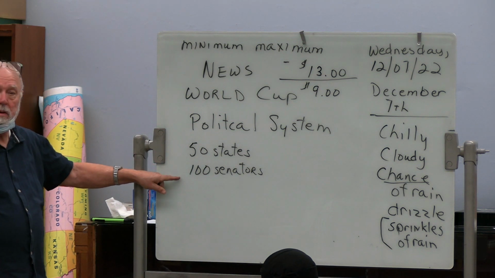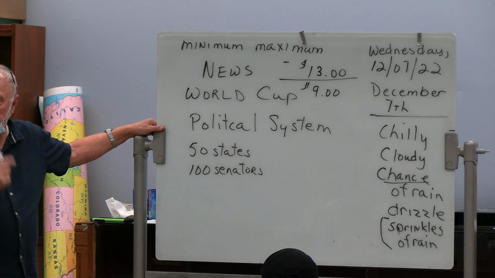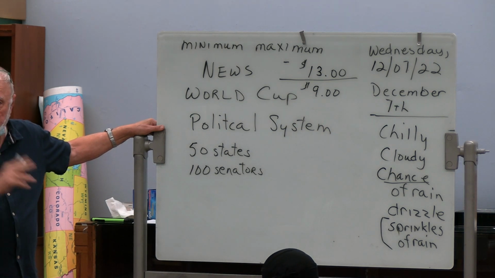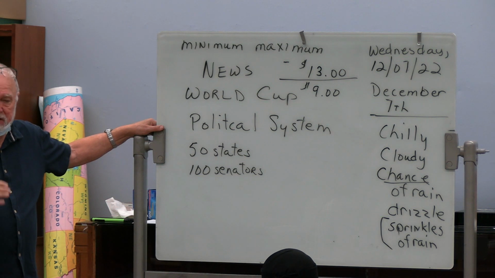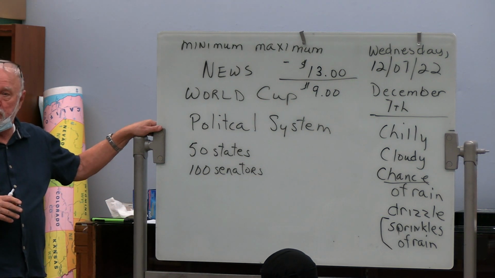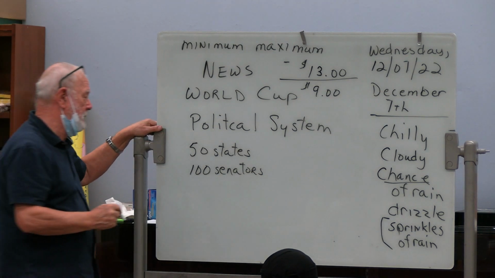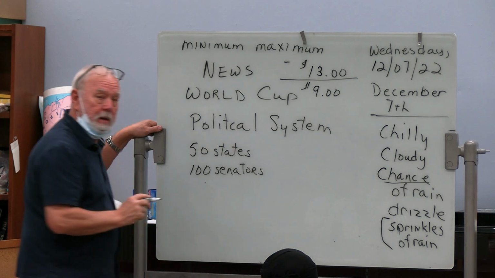States, 100 senators. Two for each state. Michigan, 2. Alaska, 2. California, 2. The same. Big state, small state, many people, few people, every state, 2.